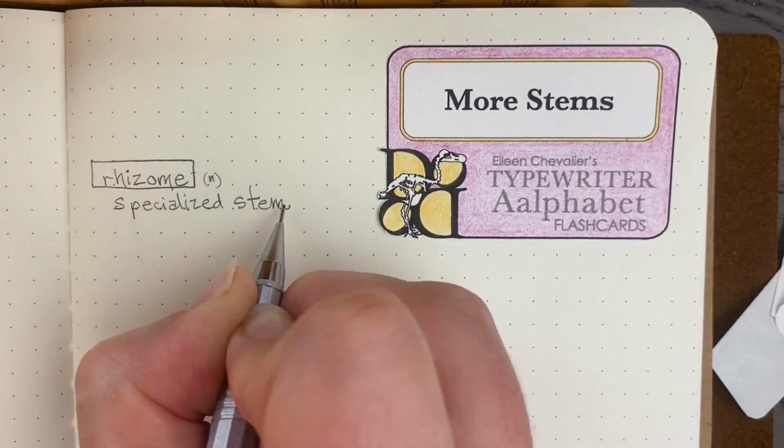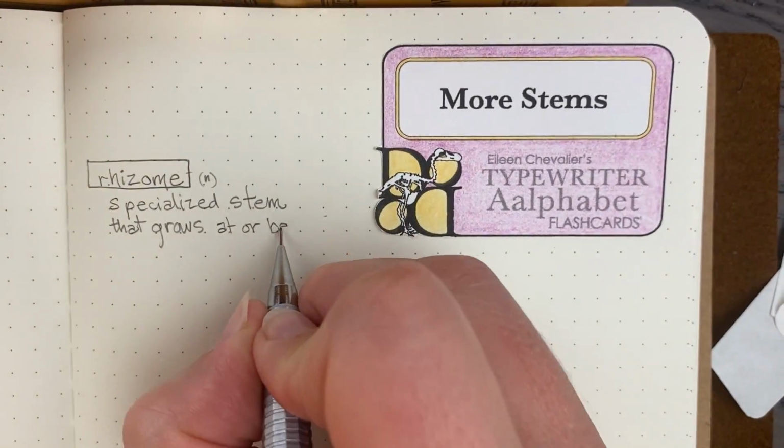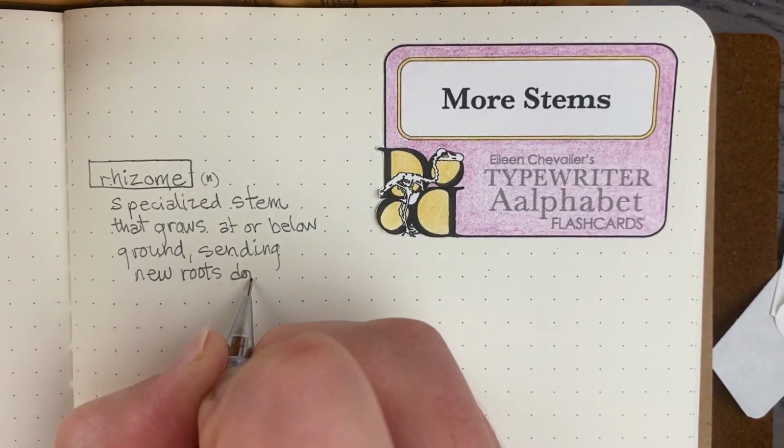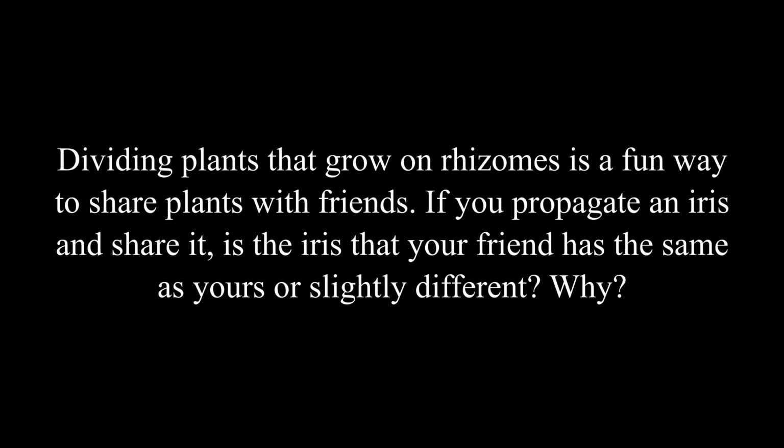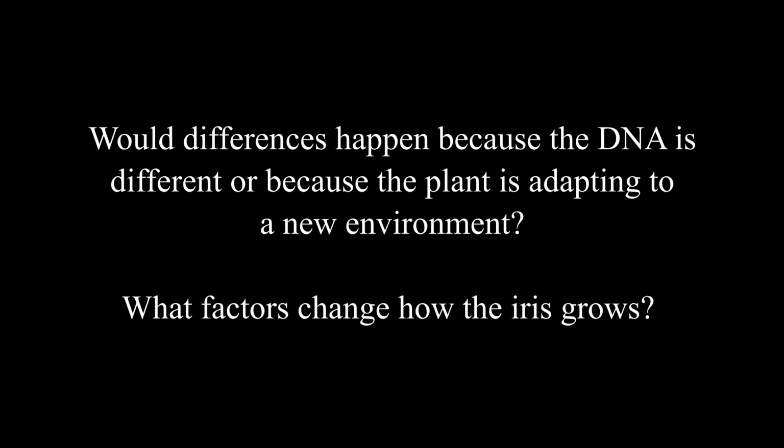Rhizome: specialized stem that grows at or below ground, sending new roots down and new leaves up. So today for Question and Investigate, we are going to look more at the rhizome. Dividing plants that grow on rhizomes is a fun way to share plants with friends. That's vegetative propagation. If you propagate an iris and you share it, is the iris that your friend has the same as yours, or is it slightly different, and why? What differences happen because the DNA is different or because the plant is adapting to a new environment? What factors change how the iris grows?